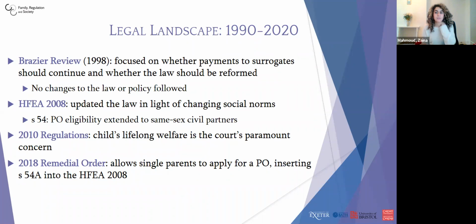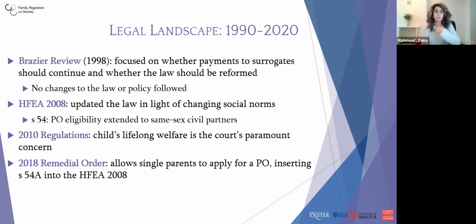Looking at the legal landscape from 1990 onwards, the Brazier Review was commissioned in 1998 to deal with issues arising out of payments to surrogates. They recommended repealing the 1985 Act and the parental order and replacing them with a Surrogacy Act. However, no changes to the law or policy followed.